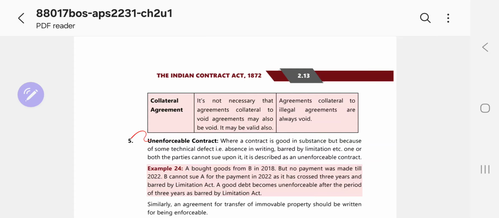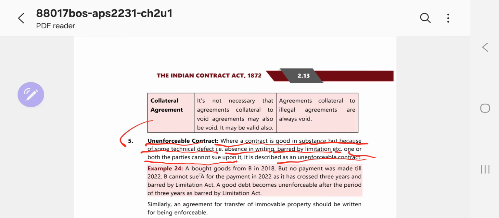So now coming to the fifth type, unenforceable contract, where a contract is good in substance but because of some technical defect, that is absence of writing, barred by limitation, etc., one or both parties cannot sue upon it. It is described as an unenforceable contract. If it is not written somewhere, then the other party cannot prove the existence of the contract, and cannot sue the other party. So in that case, it is considered an unenforceable contract.